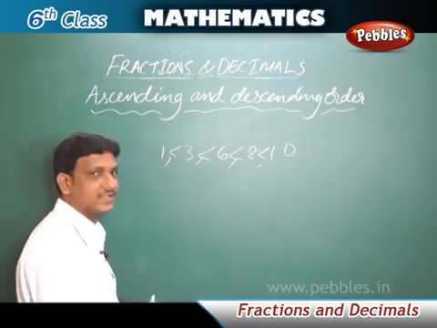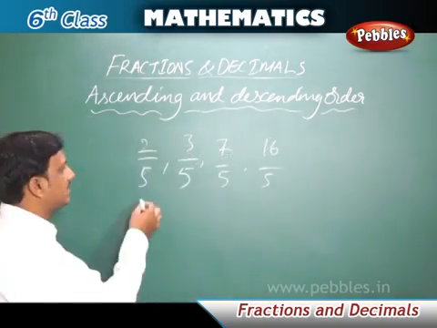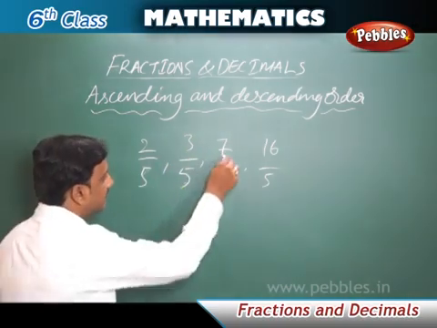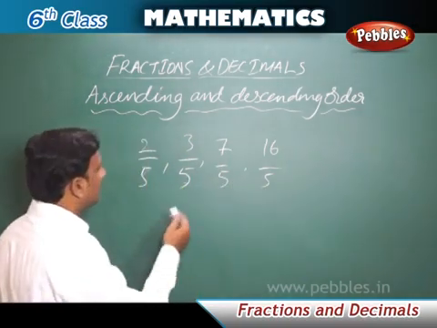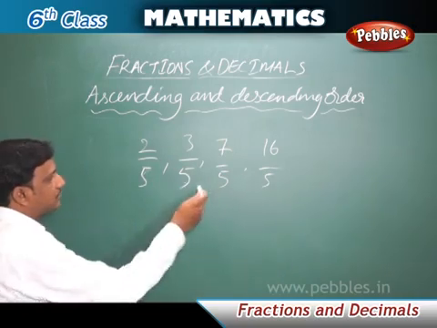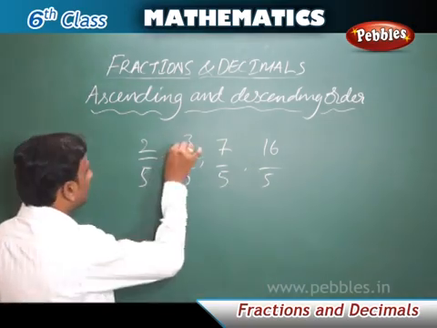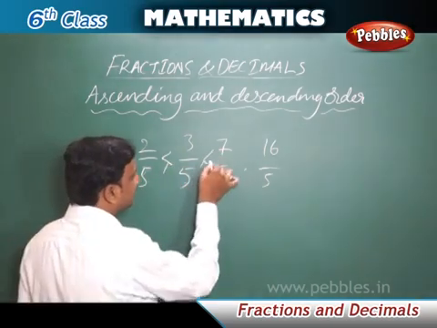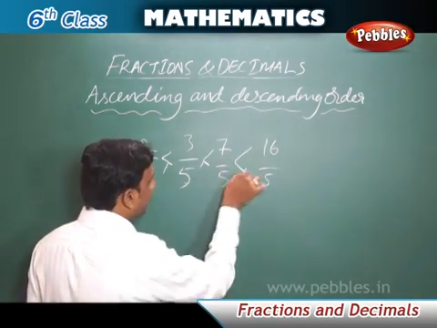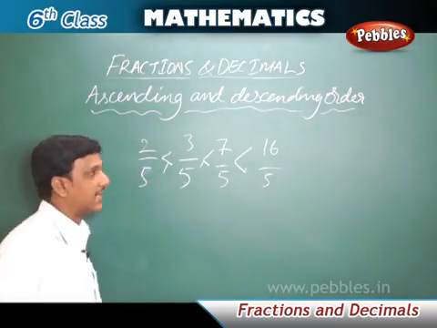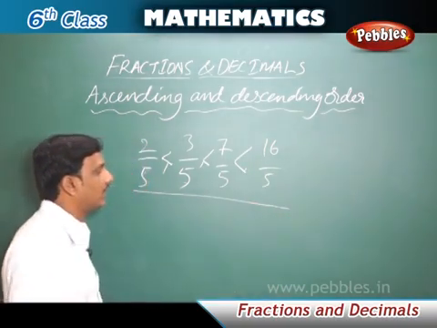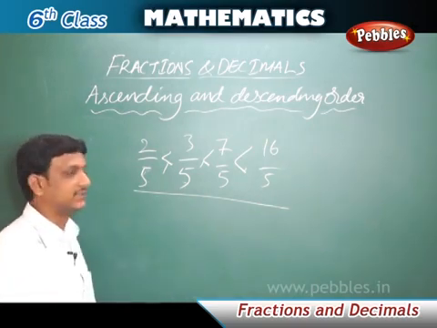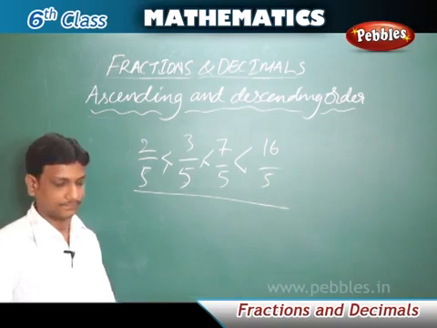Let us see some fractions in ascending order. Here we have 2 fifths, 3 fifths, 7 fifths, 16 fifths. Here the value is increasing from left to right. 2 fifths is less than 3 by 5, and 3 by 5 is less than 7 by 5, and 7 by 5 is less than 16 by 5. So this is the increasing order. We call this ascending order. So these fractions are in ascending order.